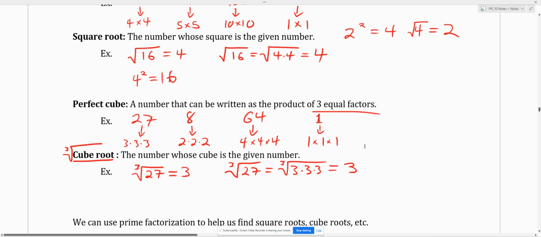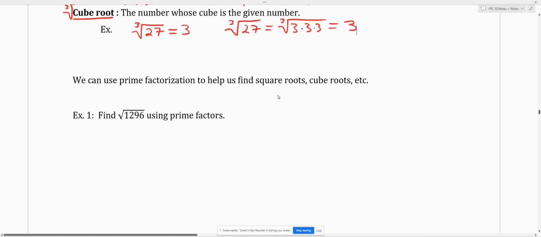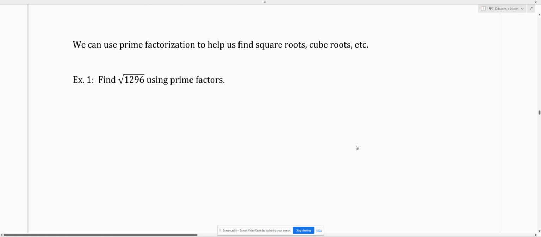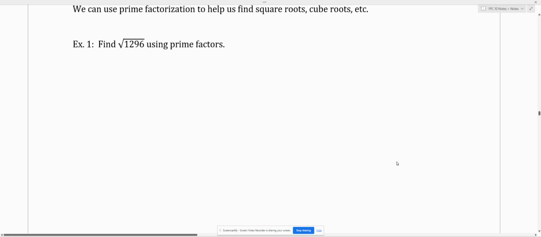Now, we can use prime factorization for square roots, cubed roots, and all roots, etc., of really big numbers. Because before, we'd need a calculator for this, and now you won't, because you can use a prime factorization tree or factor tree. So we're going to take this 1,296 and start breaking it into its prime factors.